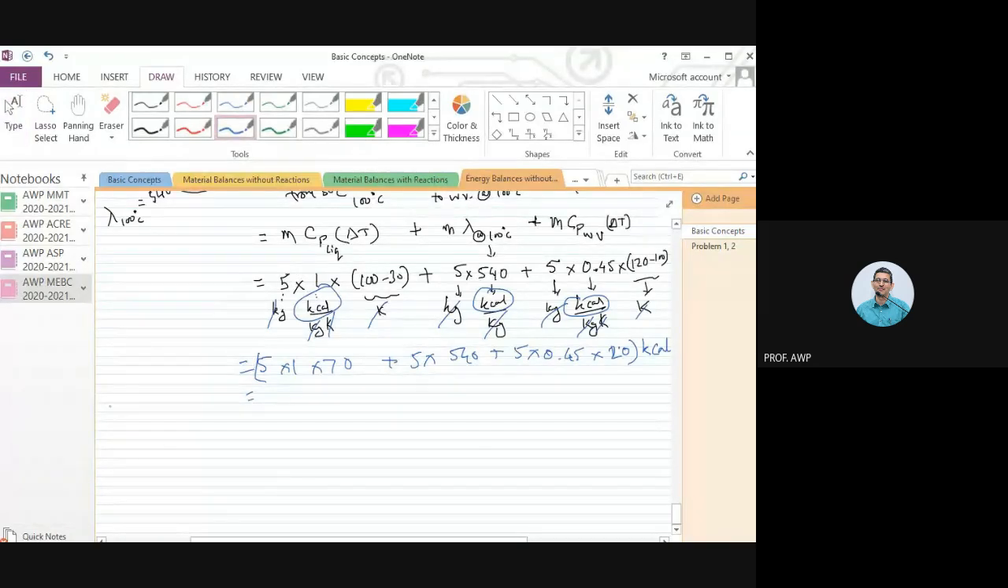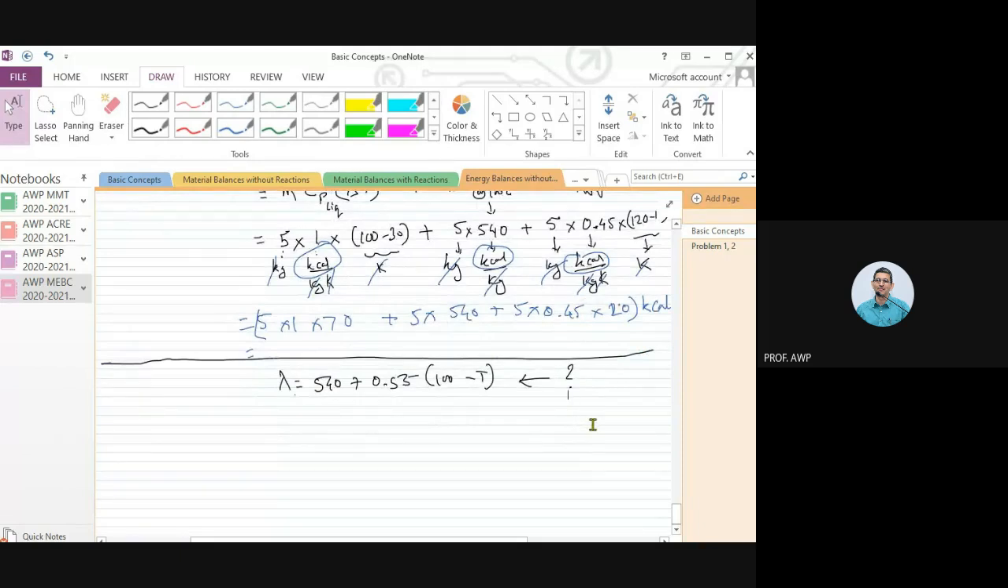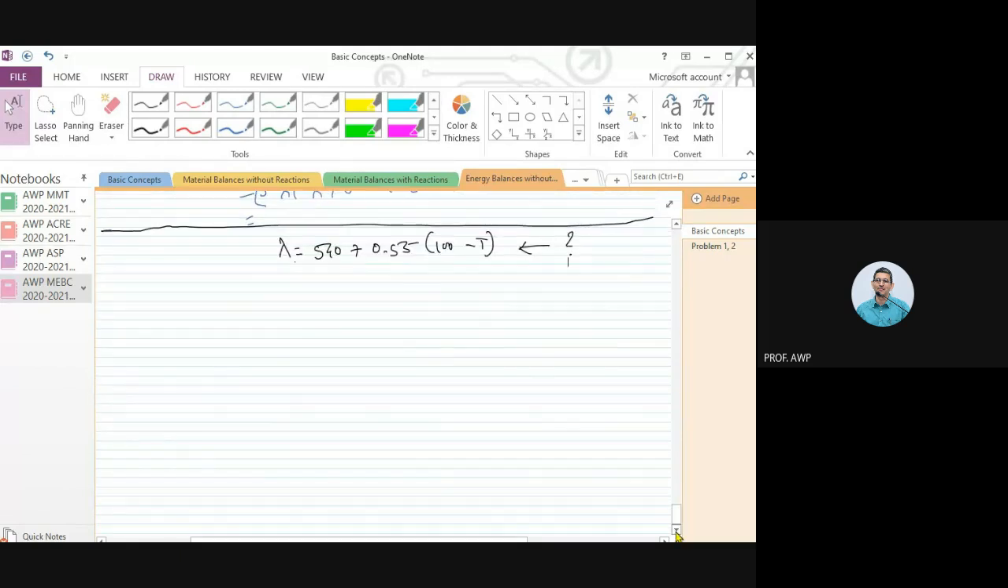Now, next point that I want to make related to this problem is this. I had given you a formula when we had talked about wet bulb temperature. Lambda of vaporization was 540 plus 0.55 into 100 minus T, right? Let's see where this formula comes from. Any doubts so far? Anything we need to discuss? Yes, no? Can we go forward?